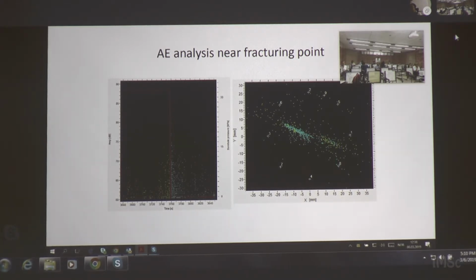fracture point and after this fracture point, you can then plot them in space to see where they are actually appearing. From the picture at the right, you can see that after the fracturing point, all the blue points are mostly appearing on the fracture line. But before that, all the yellow points are almost everywhere. So they are appearing before the onset of this main fracture.